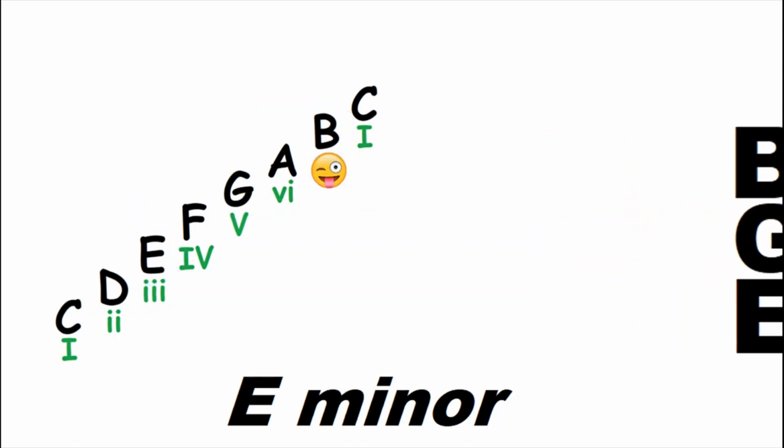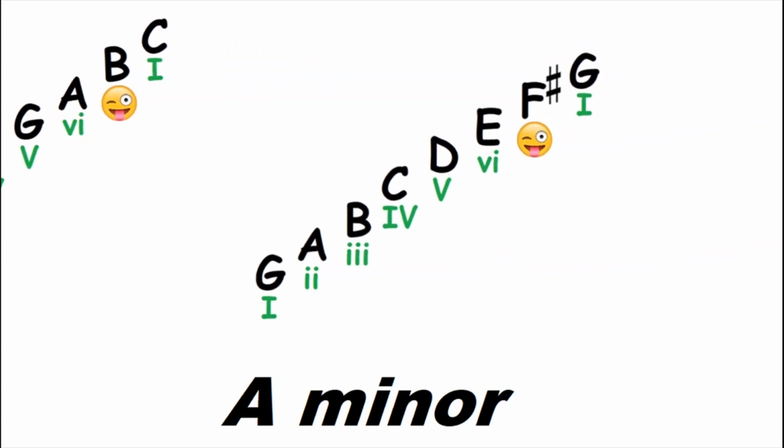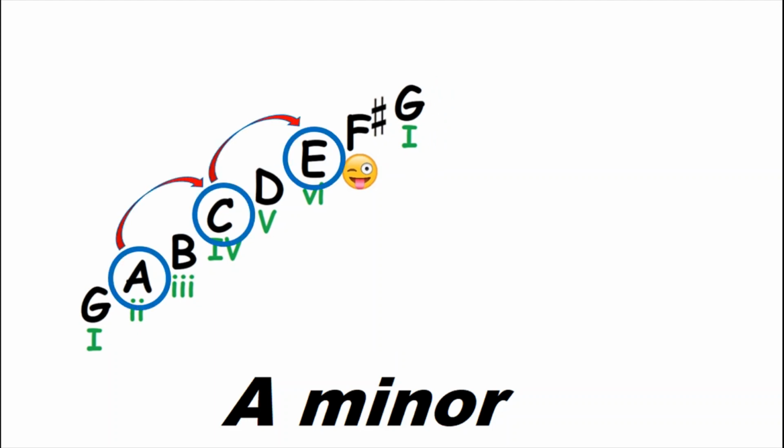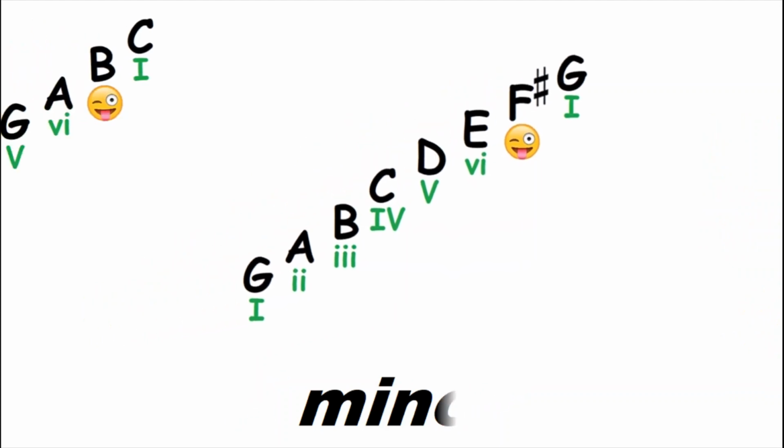Or how about A minor? Let's investigate. Again, it naturally occurs in both of our keys. But this time, let's use the key of G. Start with the root, then skip a note, and skip a note. And what do we have? A, C, E.